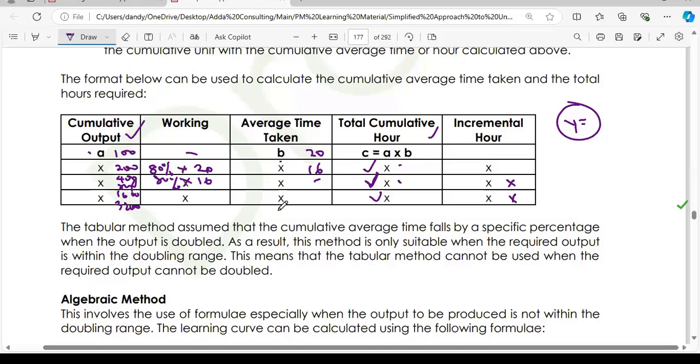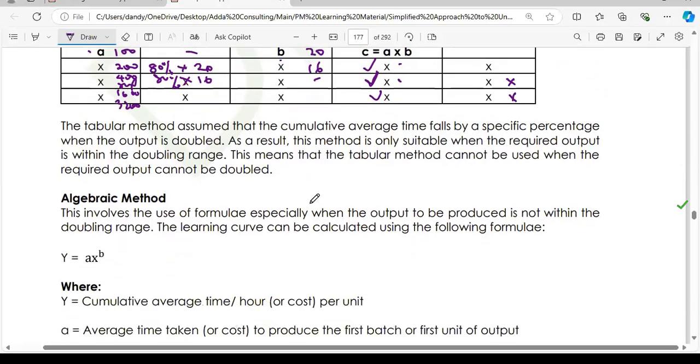if the required output is not within the doubling range, then you cannot use the tabular method. You have to use the algebraic method. The algebraic method is just the formula, where Y represents the cumulative hour or cost per unit. If you are asked to determine the cumulative hour, cumulative average time taken, or cost per unit, then that is Y.